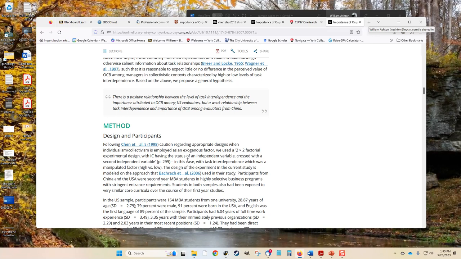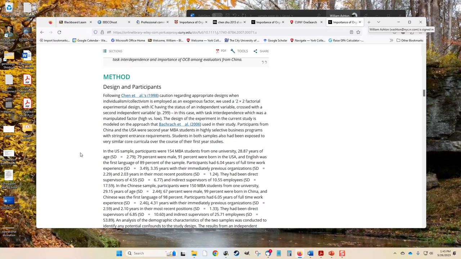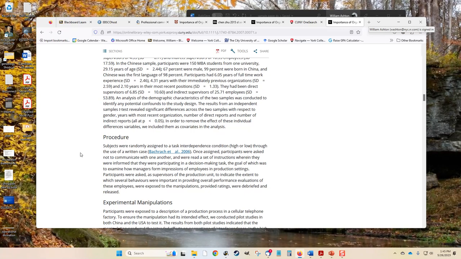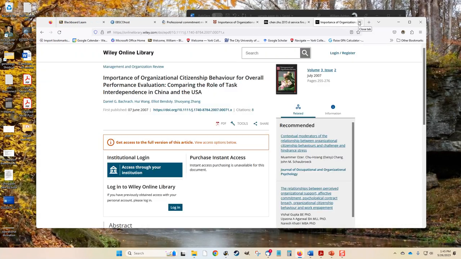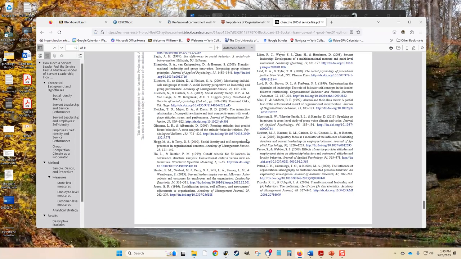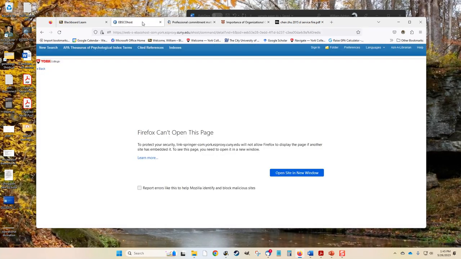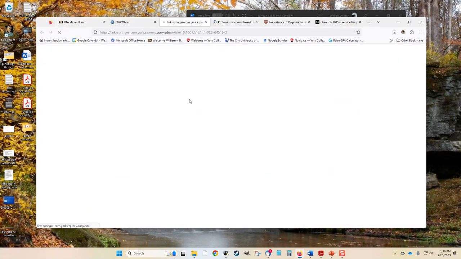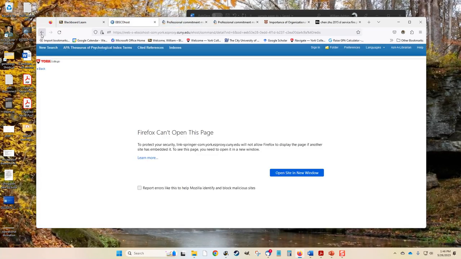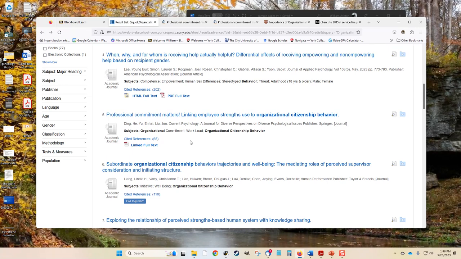Models, blah, blah, blah. I see what they're doing is they're manipulating OCB and not actually measuring it. So that's the problem. So this line of work is not fruitful. So we have to go back again. What's going on here? Why did this happen? There we go.